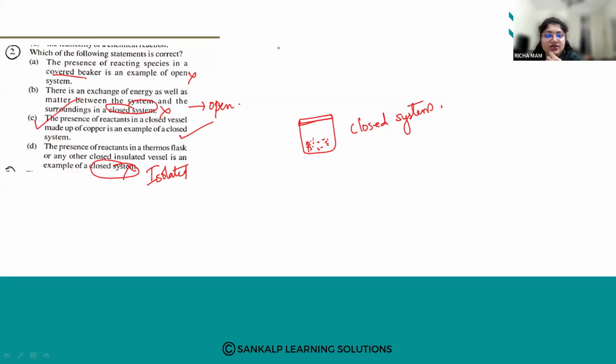Tejaswini, understood? It is not B, it is C. In B, what they have said is exchange of energy as well as matter between the system and the surrounding is an example of a closed system. No, it is an open system, right? So the answer is C. Understood? Okay, let us go for the next one.